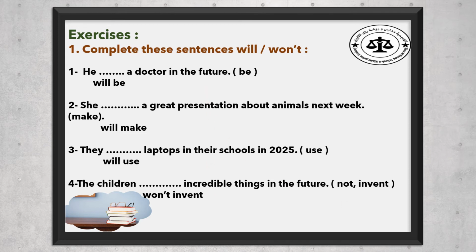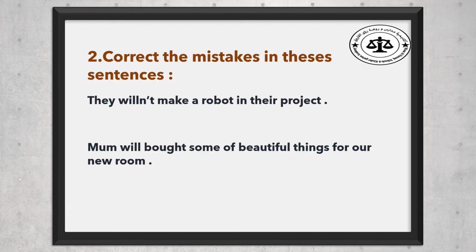Write these sentences in your grammar notebook, please. Exercise number 2. Correct the mistakes in these sentences. Here we have 2 sentences, and in each sentence we have a mistake. Let's correct it. Number 1. They won't make a robot in their project. Can we negate the sentence by using this form of will? No, so the mistake is this word.